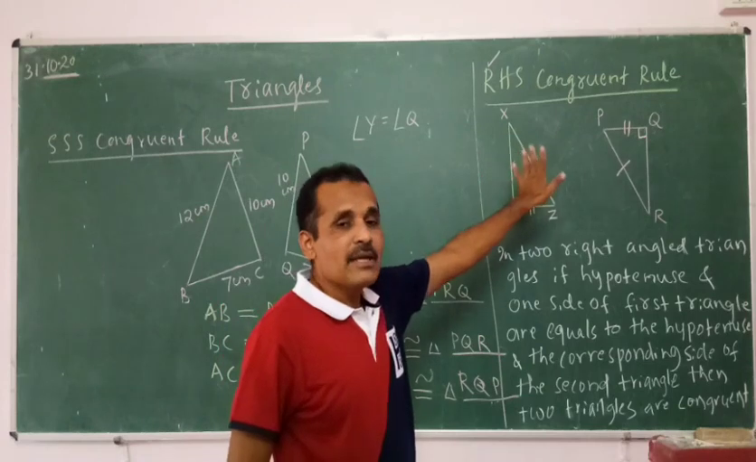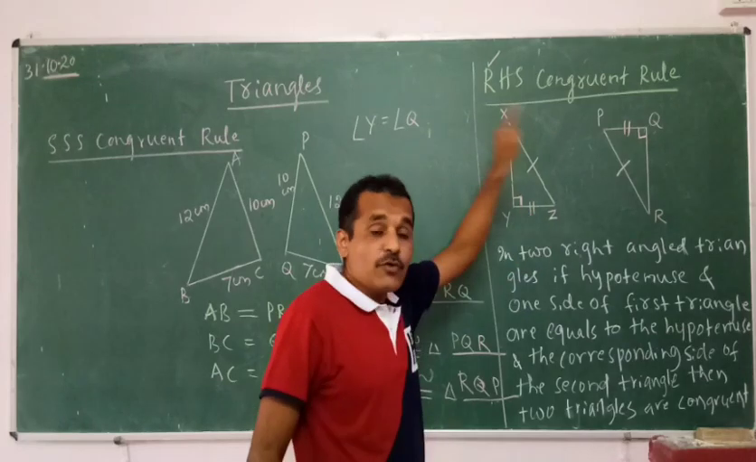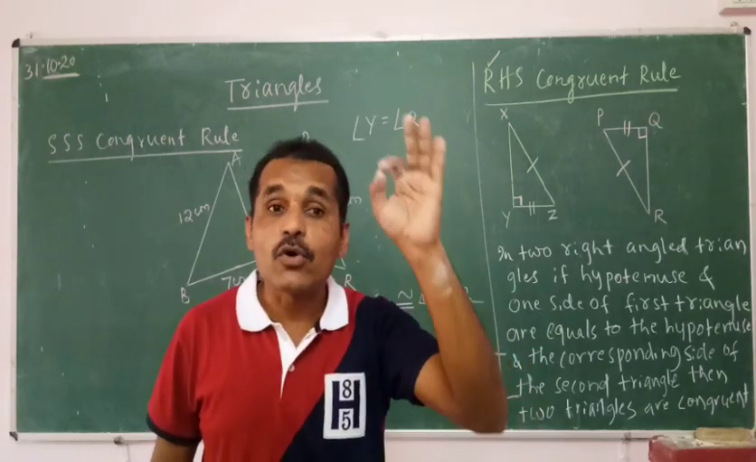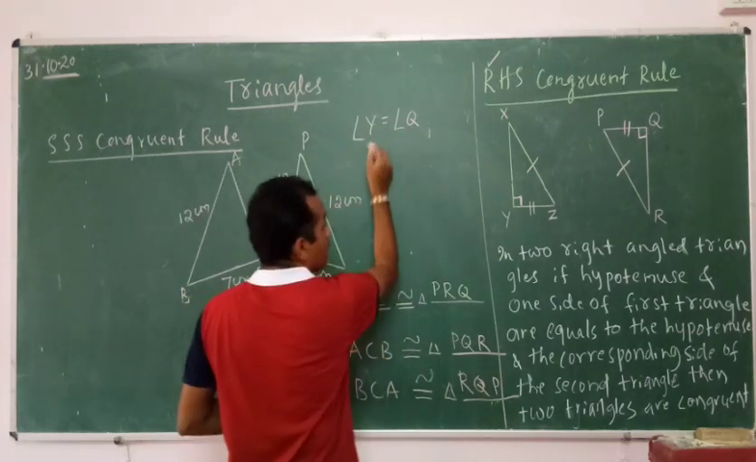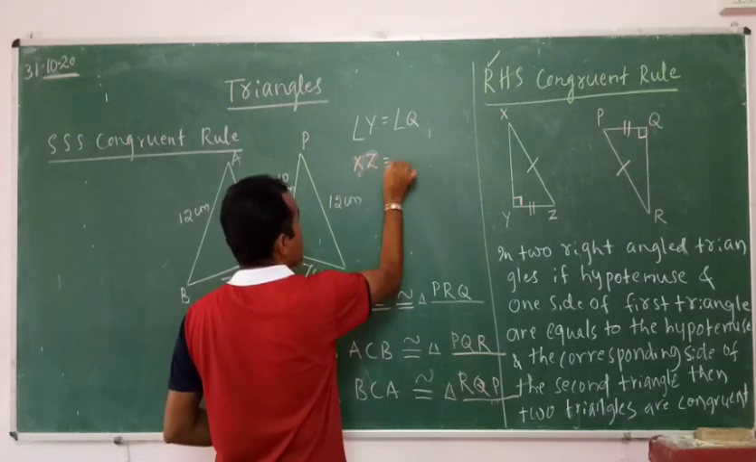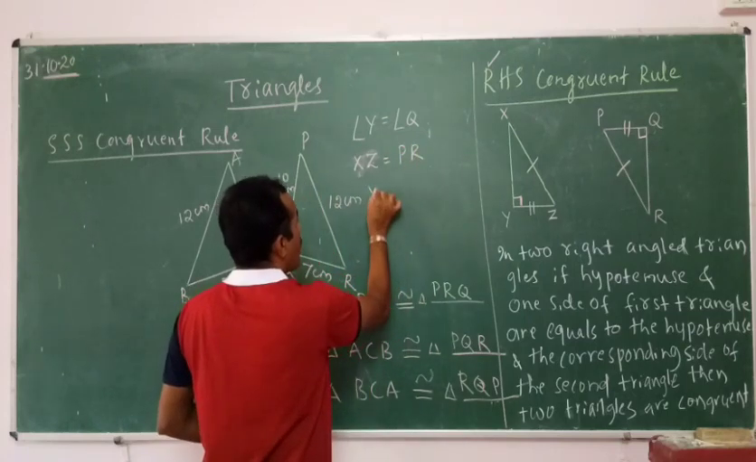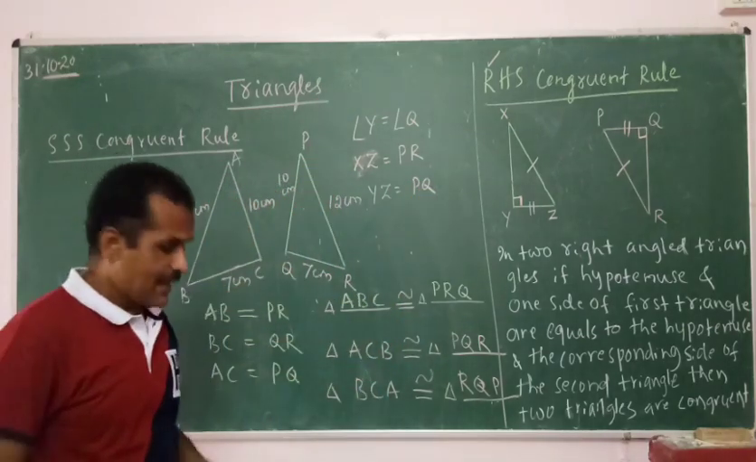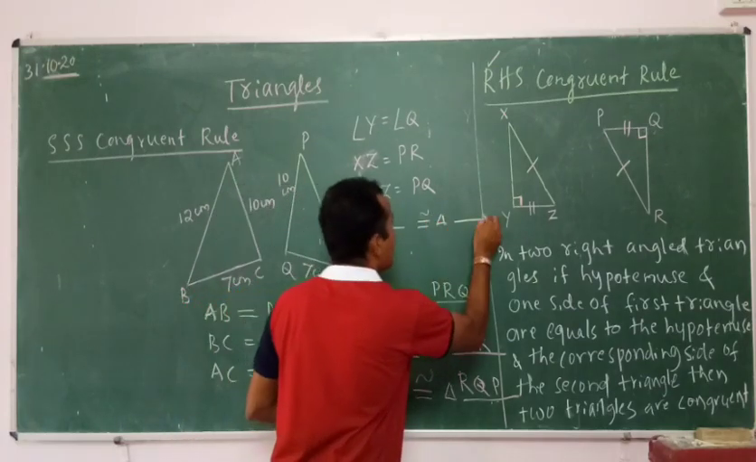But you understand this. Which three things? Right angle, hypotenuse, one side. If they are equal to the right angle, hypotenuse and side of the second triangle, we can say the triangles are congruent. Which congruency? RHS congruence. Okay, the angle Y is equal to the angle given. XZ is equal to PR, and YZ is equal to PQ. Can we say therefore triangle dash is congruent to triangle dash?